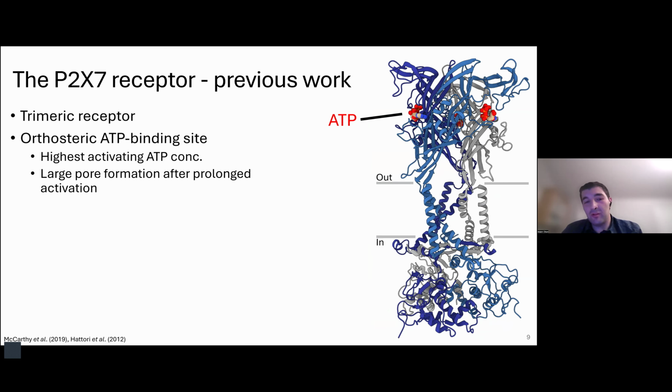All P2X receptors also have symmetry-related extracellular orthosteric ATP binding sites that exist at the interface between 2 protomers. Here, I'm showing you the orthosteric ATP binding sites seen in P2X7. And one interesting thing about P2X7 is after a prolonged activation, after several minutes, a large pore forms, allowing large molecules up to 700 Daltons into the cell.